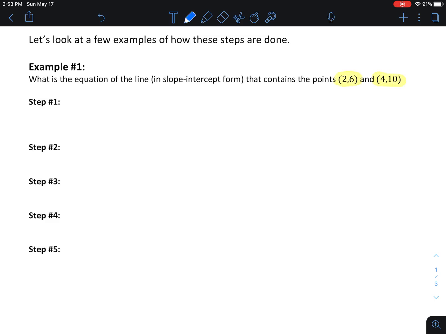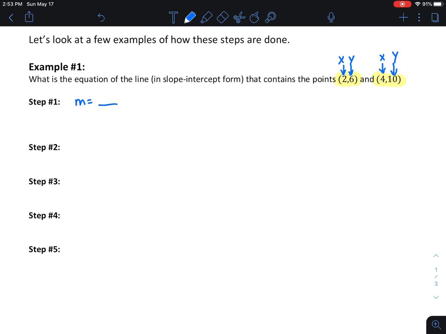So remember step number 1 said, use the slope formula to find the slope. Now, I want you also to remember that the coordinates of every point represents an x and a y. And that first number is an x, the second number is a y. So we have 2 of them. X is 2, y is 6, and x is 4, y is 10. So what we're going to do is use the slope formula in step number 1 to find the slope of the line which contains those 2 points.